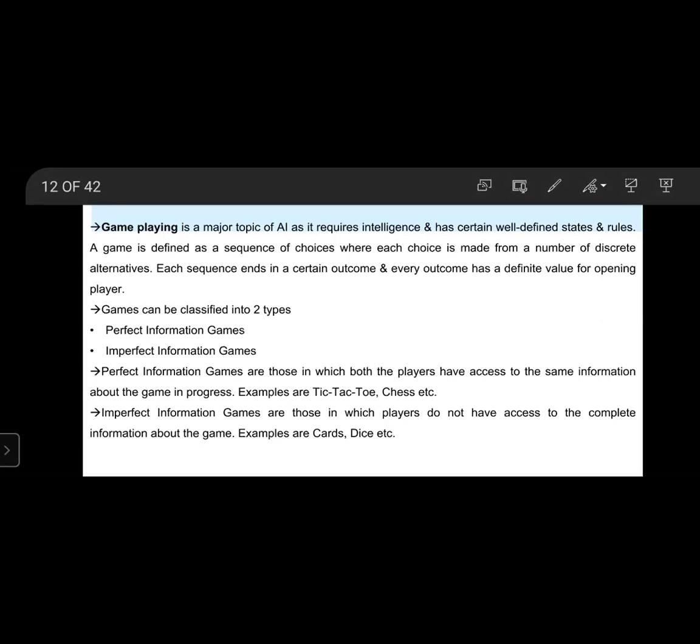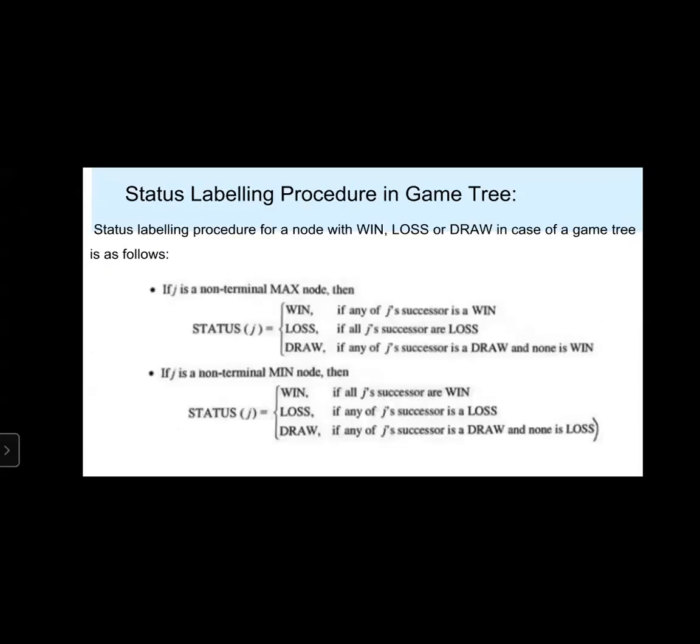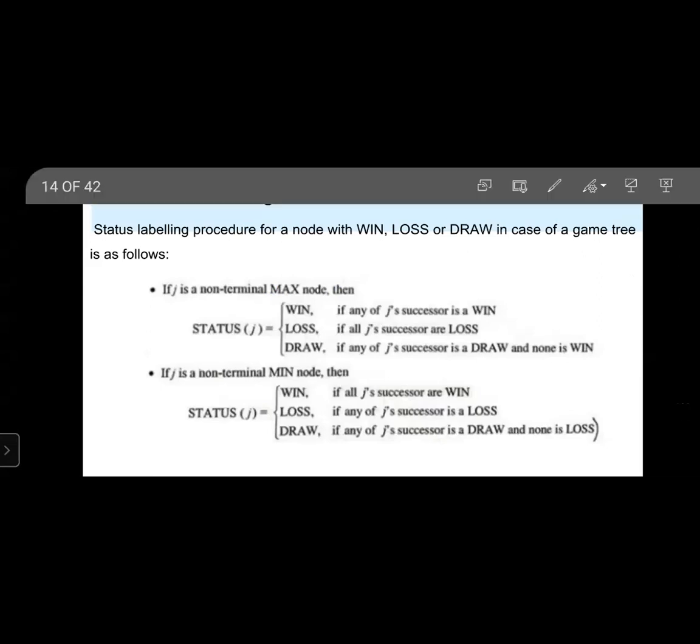Next, imperfect information games. What are imperfect information games? Imperfect information games are those in which players don't have access to the complete information about the game. Examples are cards, dice, etc. Okay, clear?